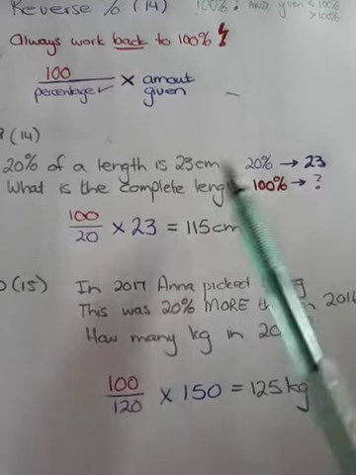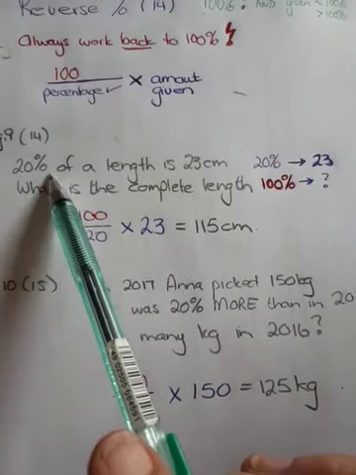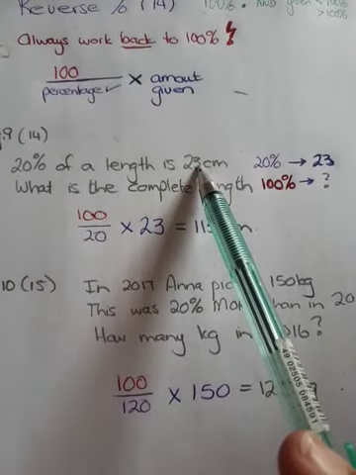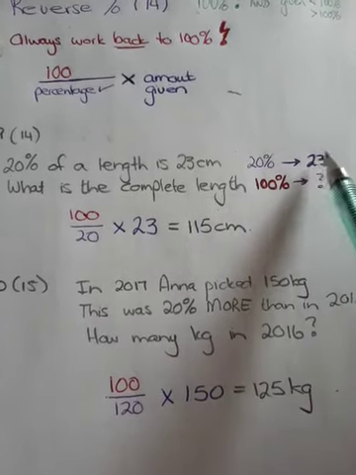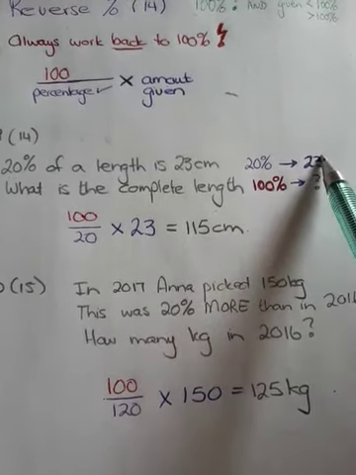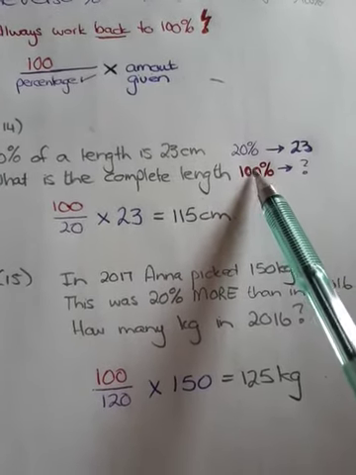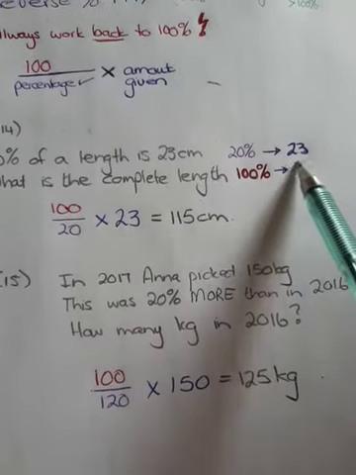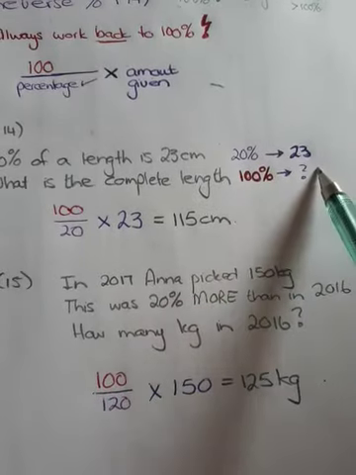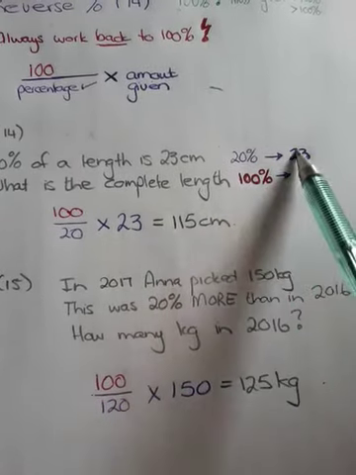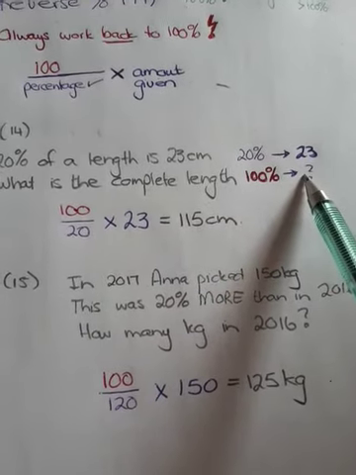So I repeat, you must do this identification. You must see that 20% represents 23 centimeter. I want you to write it down like that. And then it is always the 100% which is asked. So this is a standard identification that you have. This will differ, but the 100% that is asked will always be the same.